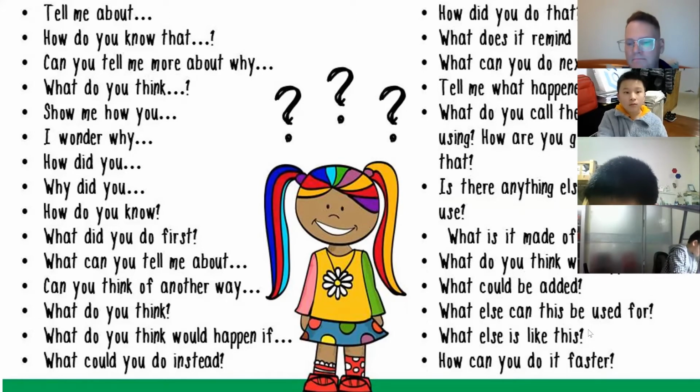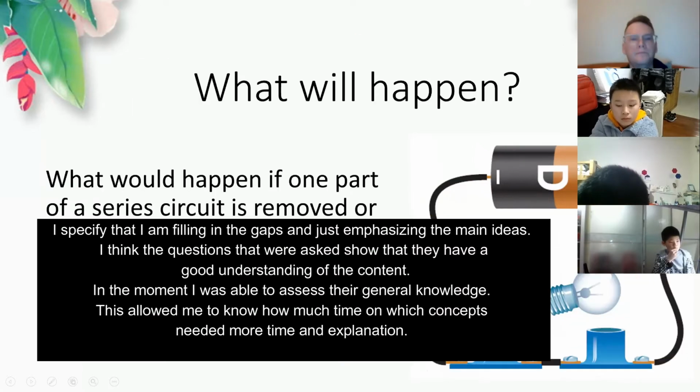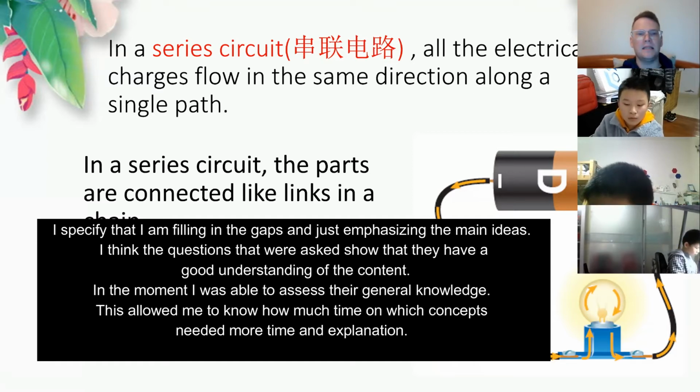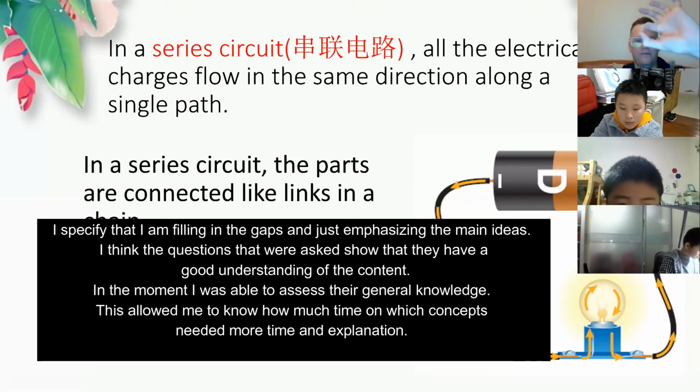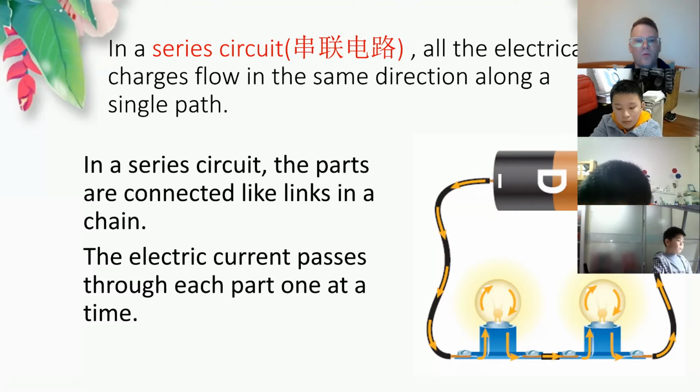Okay, so here we have a series circuit. In a series circuit, all the electrical charges flow in the same direction along one single path. In a series circuit, the parts are connected like links in a chain. You know, like a chain. So you have the links in a chain. And the electric current passes through each part one at a time.